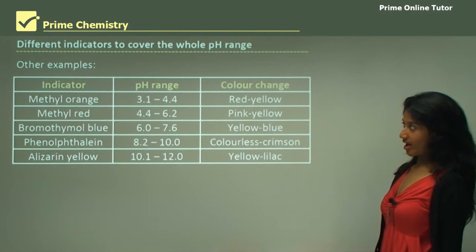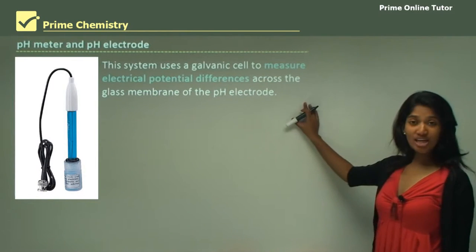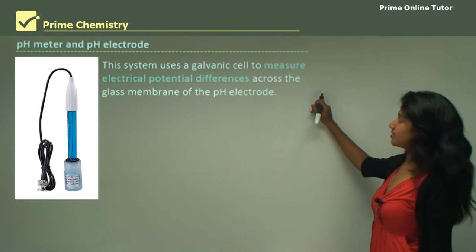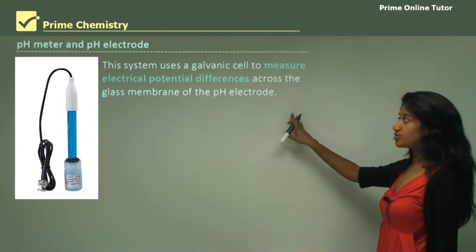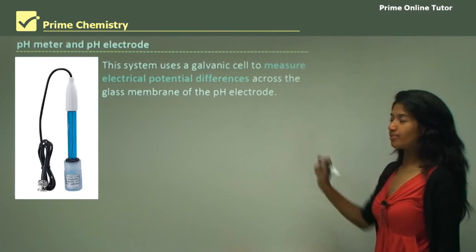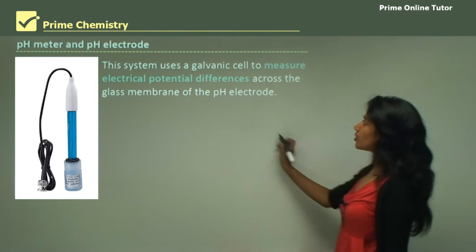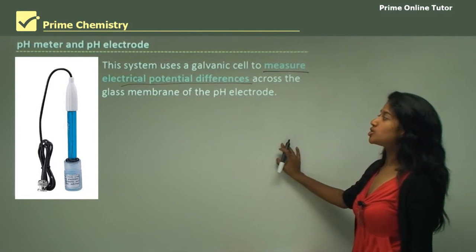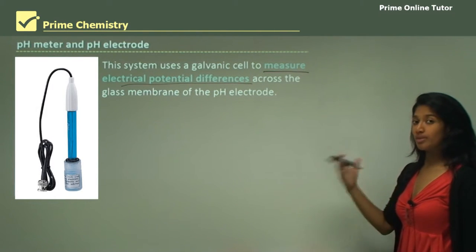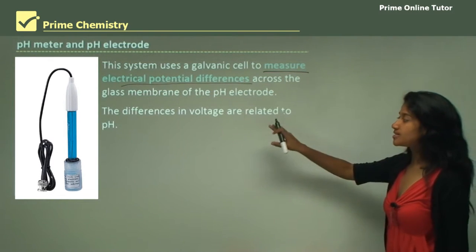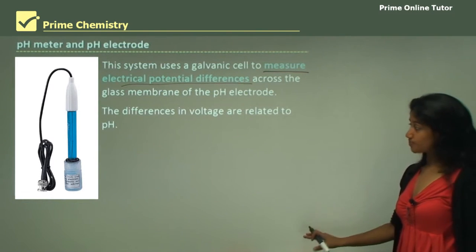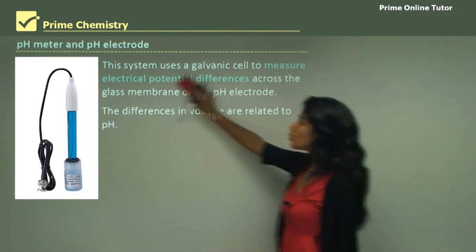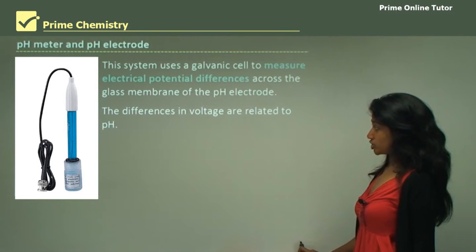Moving on to the next one, now is a pH meter and pH electrode. This system uses galvanic cells to measure the electric potential differences across the glass membrane of the pH electrode. So the main thing to remember is pH meters and pH electrodes use electrical potential differences to measure. The differences in voltage are related to the pH. So what happens is the voltage differences would reflect the changes in pH.